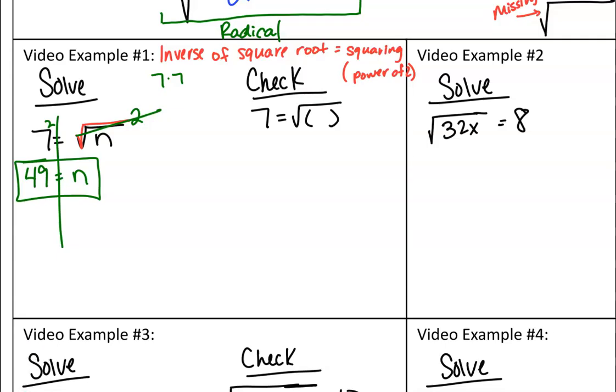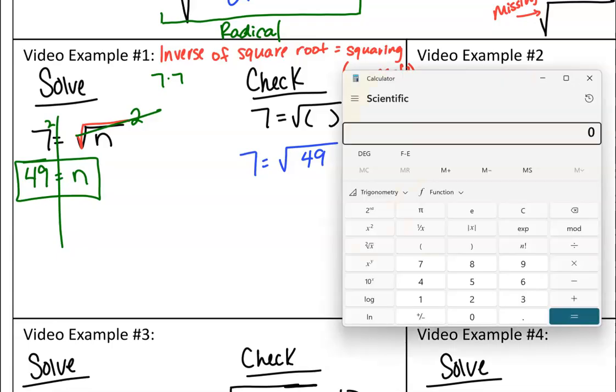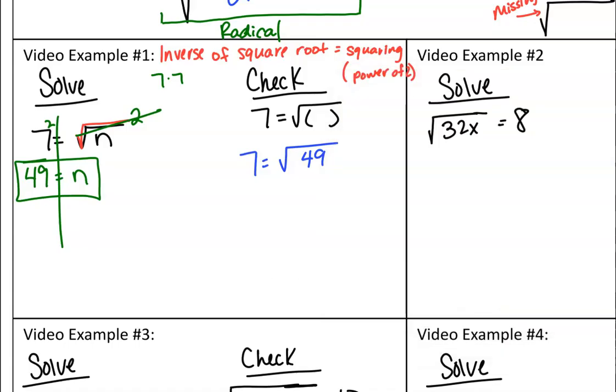All right, let's check our answer. So we have 7 equals the square root of 49. Well, what is the square root of 49? Well, we know that 7 times 7 is 49, but we can also use our handy dandy calculator. So we type in 49 and take the square root of it, and notice that it's 7. So the square root of 49 is 7. 7 equals 7. Therefore, our answer is correct.